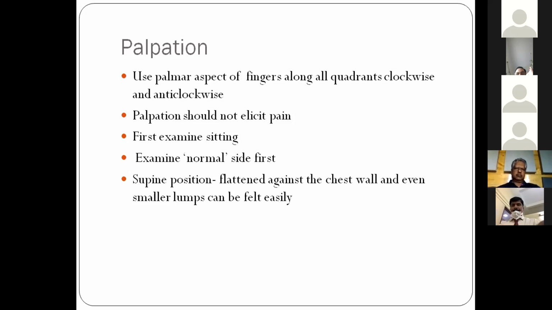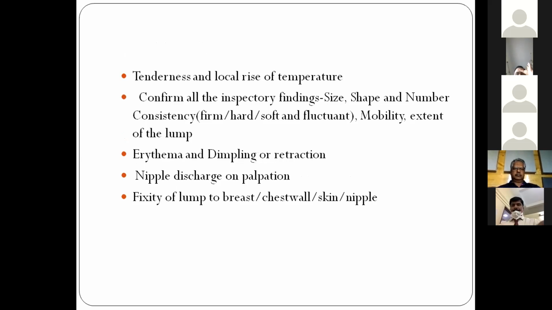And we always examine the normal breast first. And again, different positions. First examine the breast in the sitting position and then in the supine position. The reason being, in the supine position the breast gets flattened against the chest wall, and even smaller findings, a smaller lump which you may miss in the sitting position, will be very well felt in the lying down position.